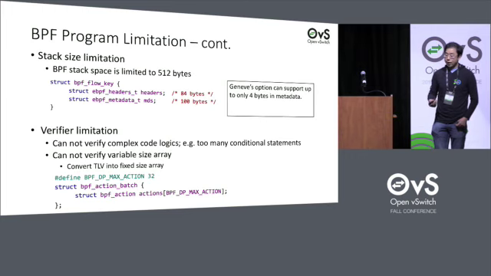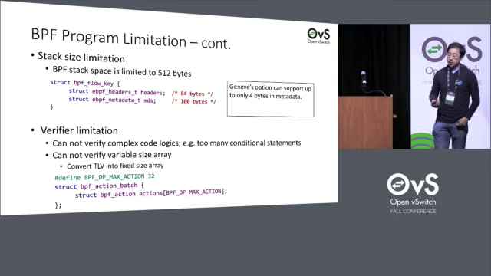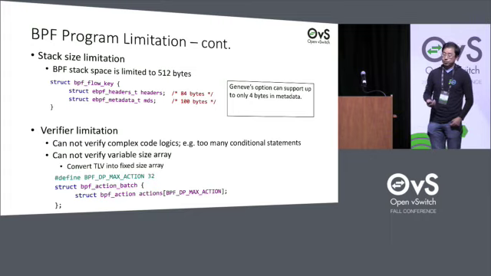If we get any number larger, like 5 or higher, we will get a stack overflow error. Also, there are verifier limitations. One of the limitations is that sometimes the verifier will not pass if the code logic is too complex. For example, if there are too many conditional statements, too many ifs, then the verifier will fail. Another one is we cannot use variable-sized arrays. So we have to change every variable-sized array into a fixed-size array.